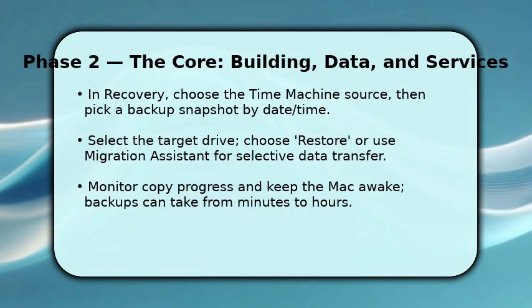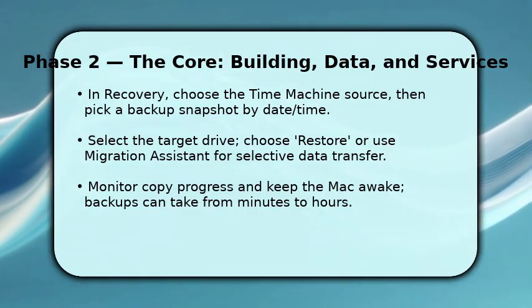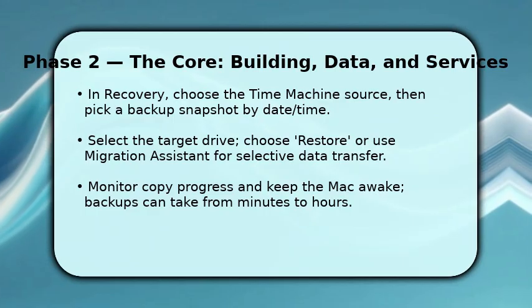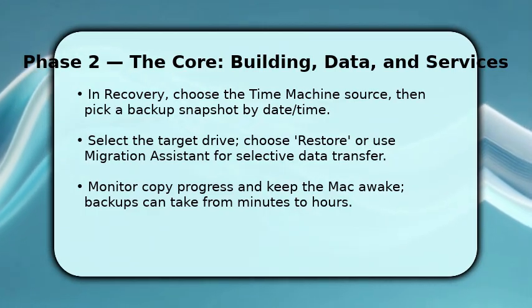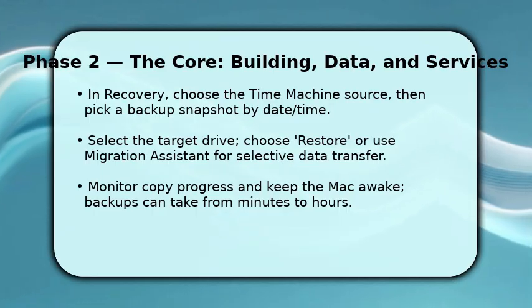Once in recovery, select the Time Machine backup source and then the snapshot you want by date and time. Older snapshots restore older states. Choose the target drive carefully. If you need only apps and files, use Migration Assistant instead of full disk restore.